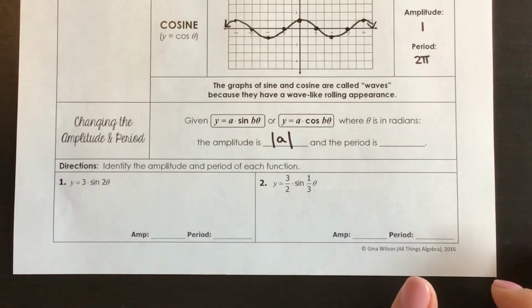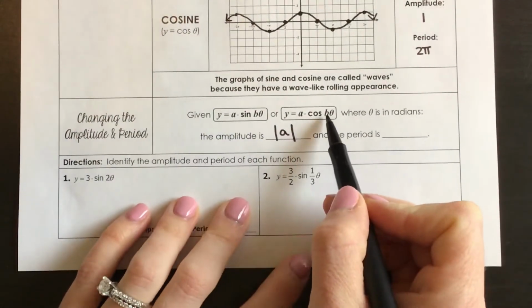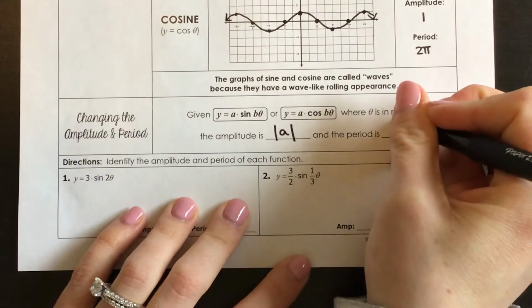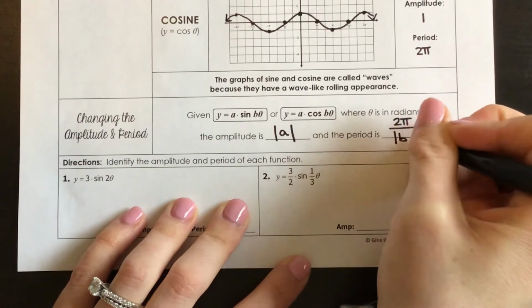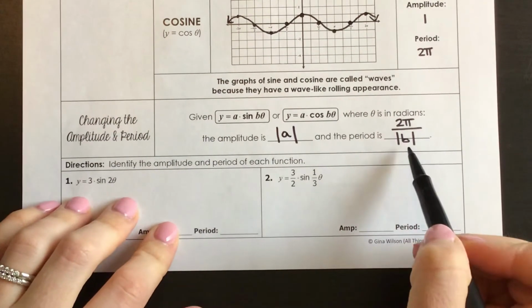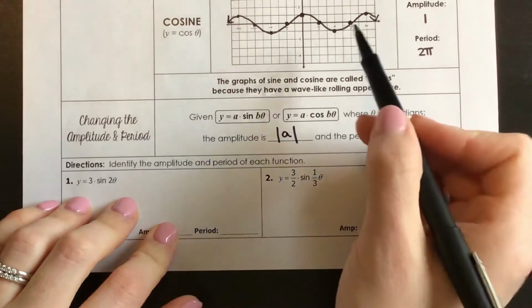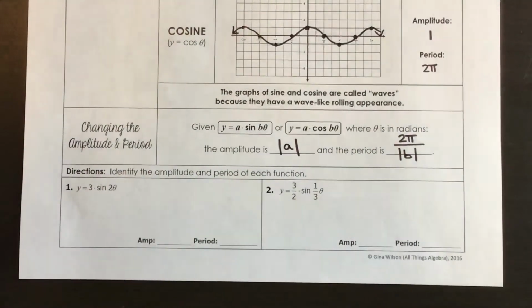The period is originally 2 pi. So like this period is always 2 pi. And then whatever you have here, you divide by that value. So you have 2 pi, and then you divide it by whatever is in front of the theta, which is B. All right, so 2 pi divided by B. And so this one, there is no B right here. So 2 pi divided by 1 just means the period is 2 pi.